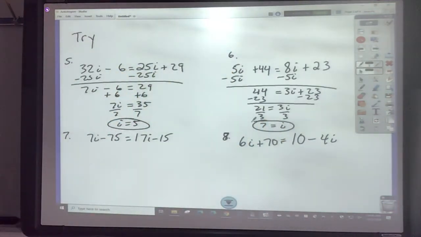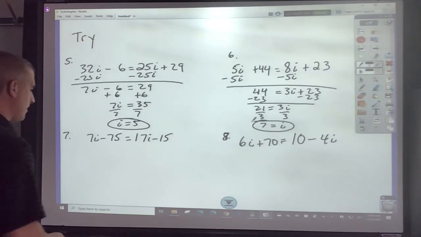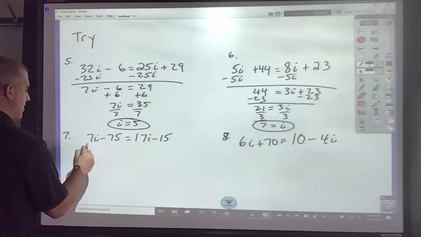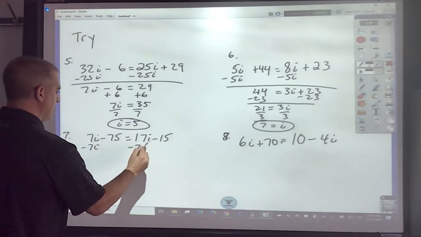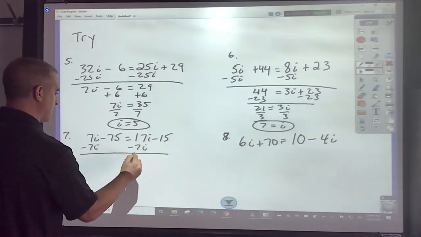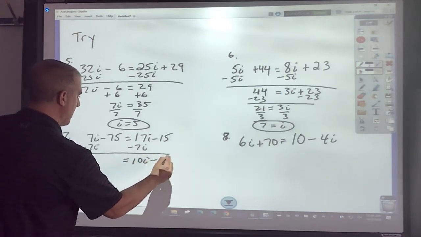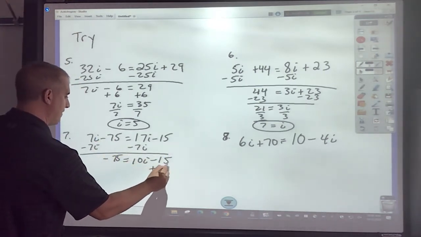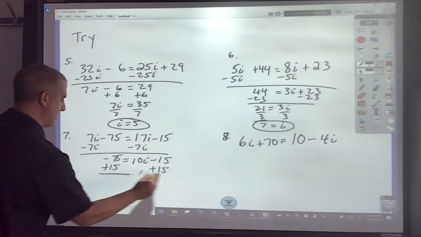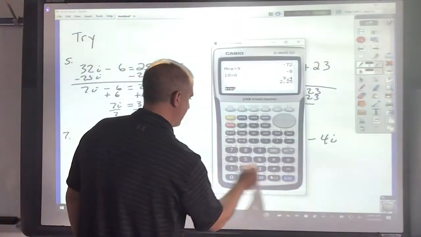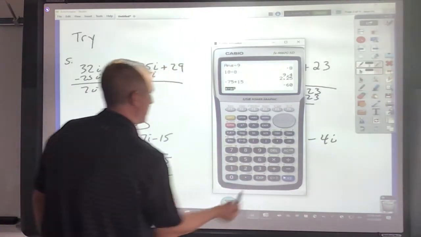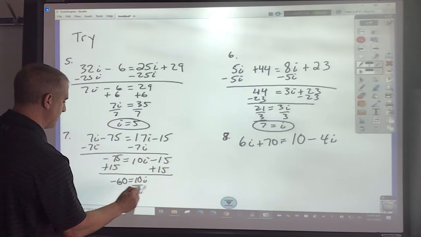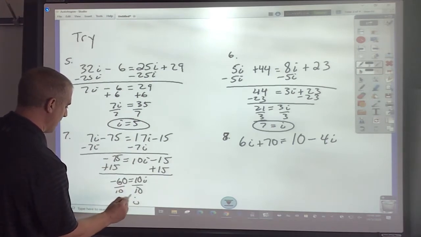Going on to this one, I would choose to move the 7i. Once again, you could move the 17. It does not matter. I would subtract that 7. That's going to be 10i minus 15. We've got to be really careful. That's going to be negative 75. So I'm going to add 15 over to this side. Use the calculator. Negative 75 plus 15 is negative 60. So negative 60 equals 10i. And then divide by 10. i equals negative 6.